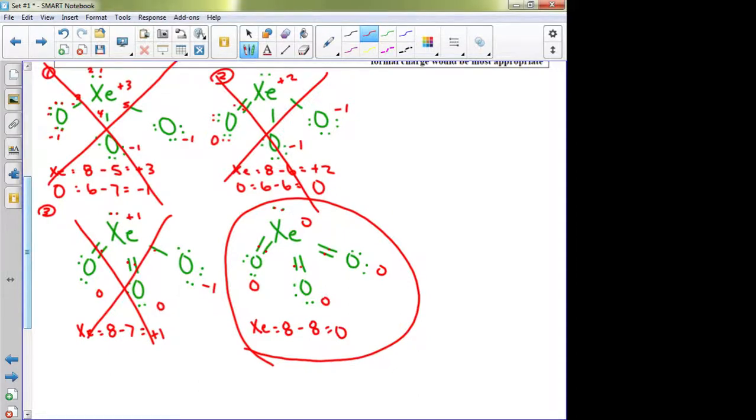Okay? But formal charge is not hard? No, we like formal charge. Yes, formal charge is a good thing.